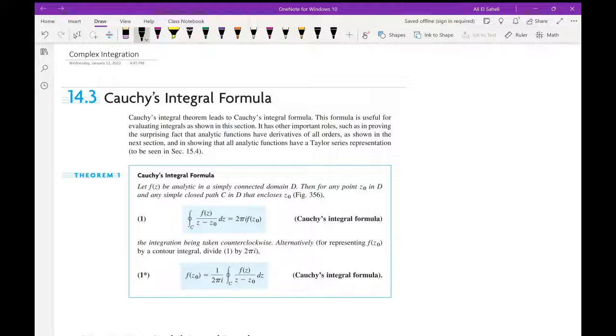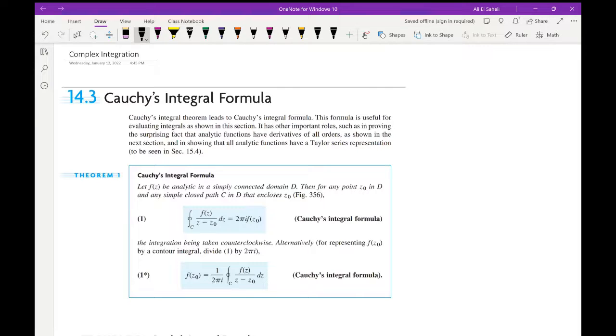Our last lecture would be about Cauchy's integral formula. This is a very important formula in complex analysis. It can be derived from Cauchy's integral theorem. It is very useful in evaluating integrals, as we will see in this section.